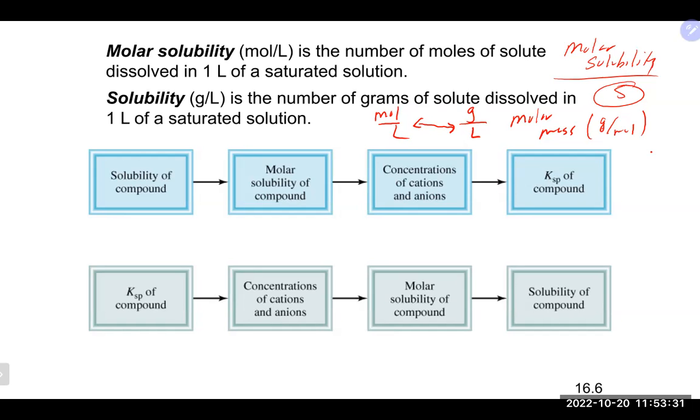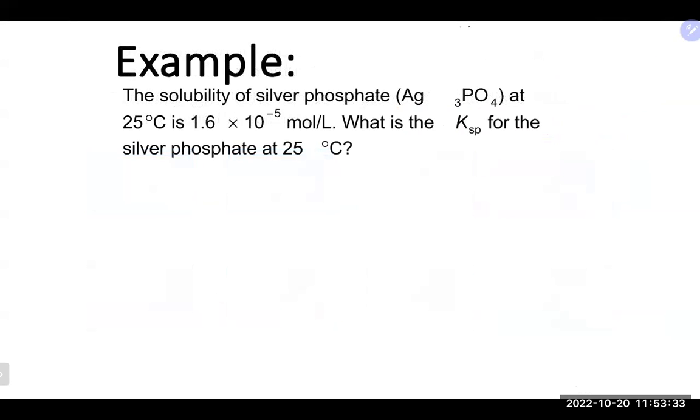So let's take a look at one here just to show you how it works. We will do it here together. In this particular case, the solubility of silver phosphate at 25 degrees is 1.6 times 10 to the minus 5 molar, basically. What is the KSP? So in this particular case, we're looking for the KSP.